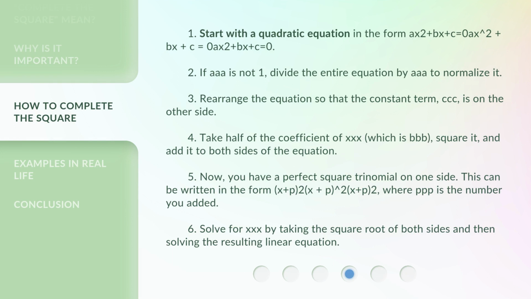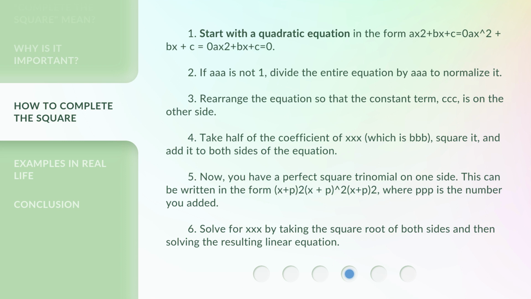1. Start with a quadratic equation in the form x squared plus bx plus c equals 0. 2. If a is not 1, divide the entire equation by a to normalize it. 3. Rearrange the equation so that the constant term, c, is on the other side.